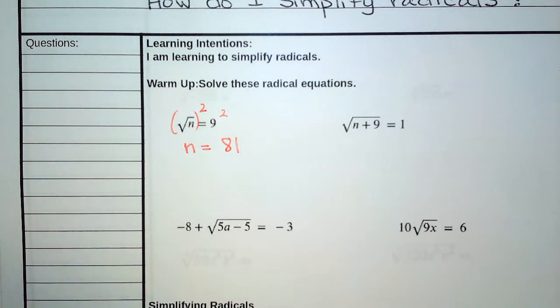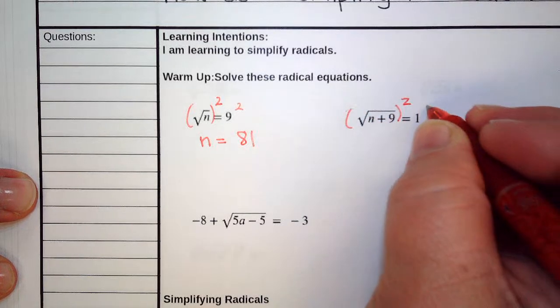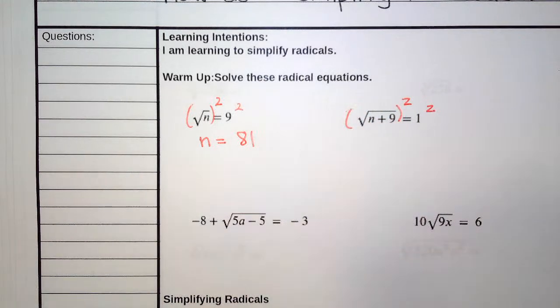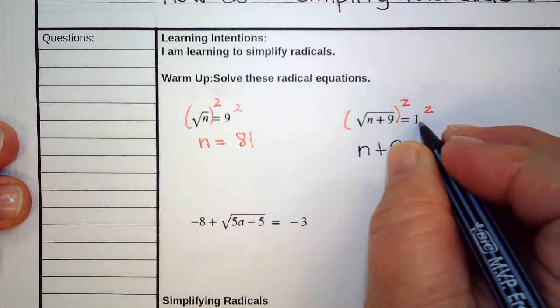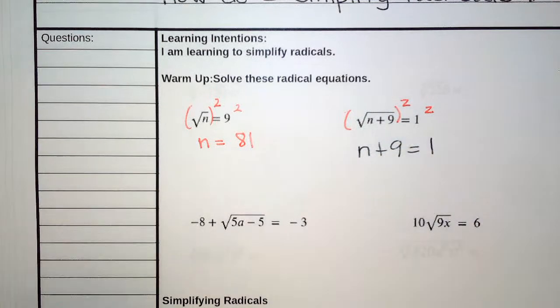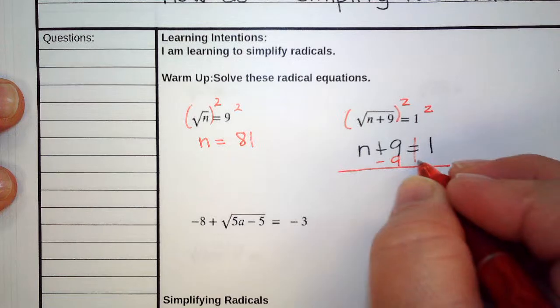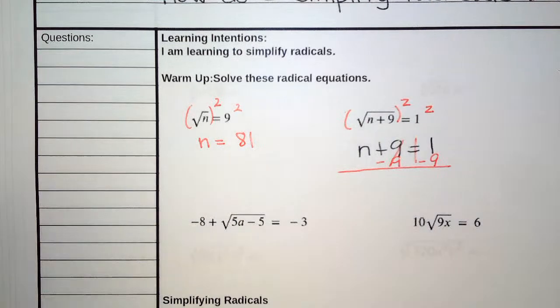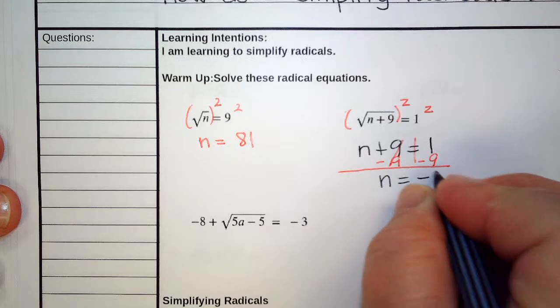For the next one, once again, I'm going to square both sides. So n plus 9 will equal 1 times 1 is 1. Now it's a one-step problem. I subtract 9 from both sides and I'm done. My 9's can't zero out. N is equal to -8.